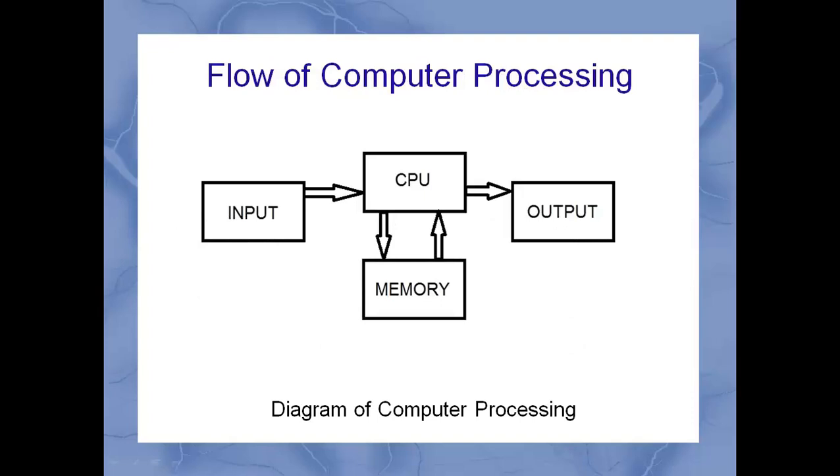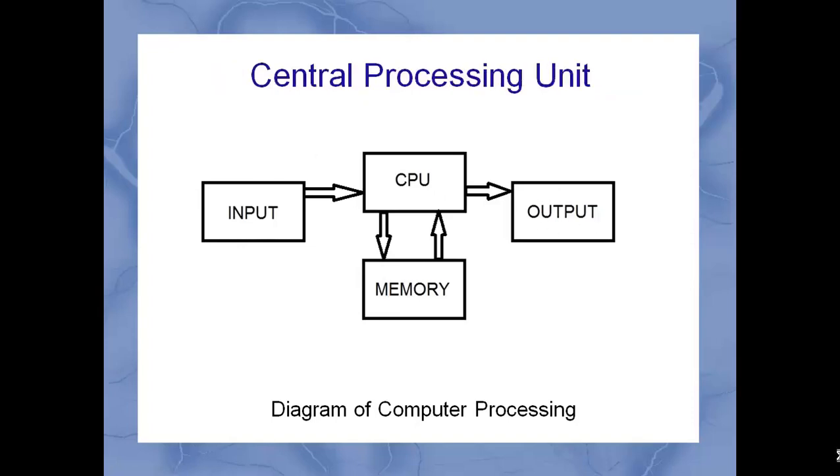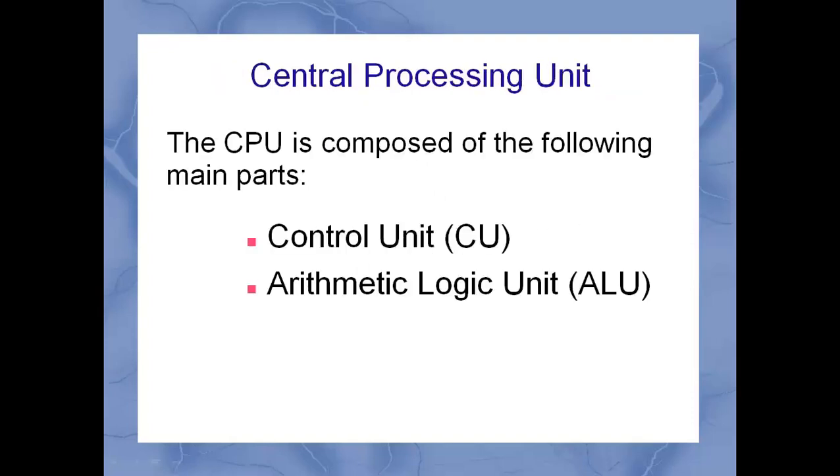So here's the flow that we normally have when we're computer processing. We start with a piece of information being input into the computer or the CPU. The CPU then processes that information, storing it in memory or retrieving it from memory, and then outputs any results to the screen or to the printer or wherever it's going to print it to. The CPU itself is also broken down into two main parts: the control unit, or CU for short, and the arithmetic logic unit, or ALU for short.